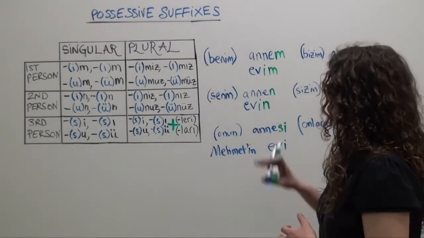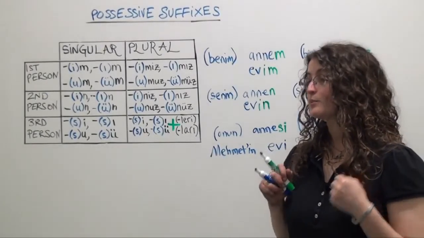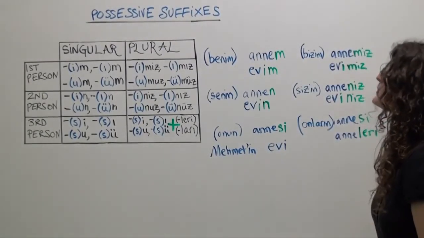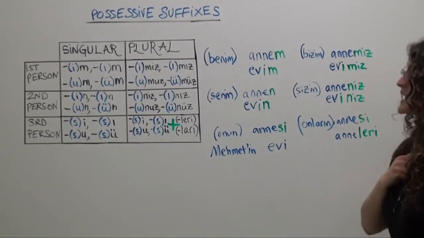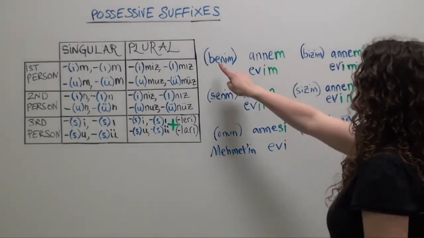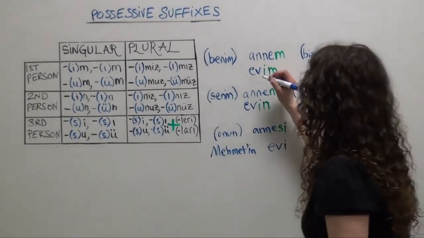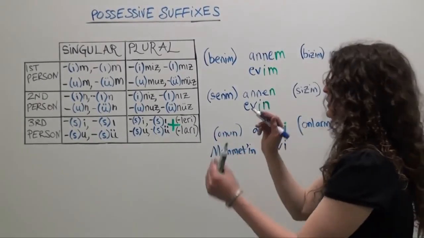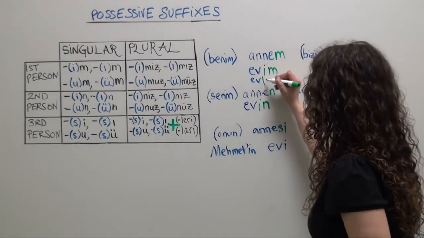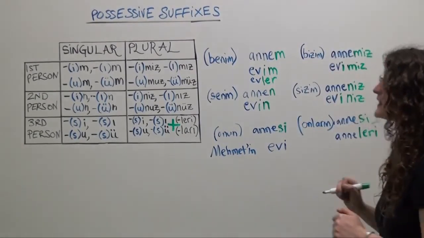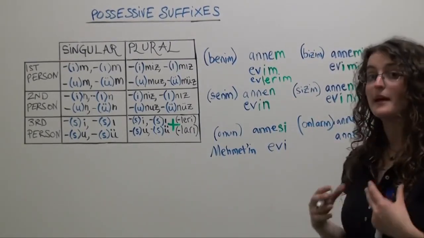It is true for all of our possessive suffixes that if the object possessed is in the plural, you're going to insert the plural before the possessive suffix. So for example, if you want to say my houses, we saw for my house it was benim evim. If you want to say my houses, we're going to say optional benim, ev, then the plural suffix, ler, and then finally the possessive suffix, im. So evlerim, my houses, or benim evlerim.